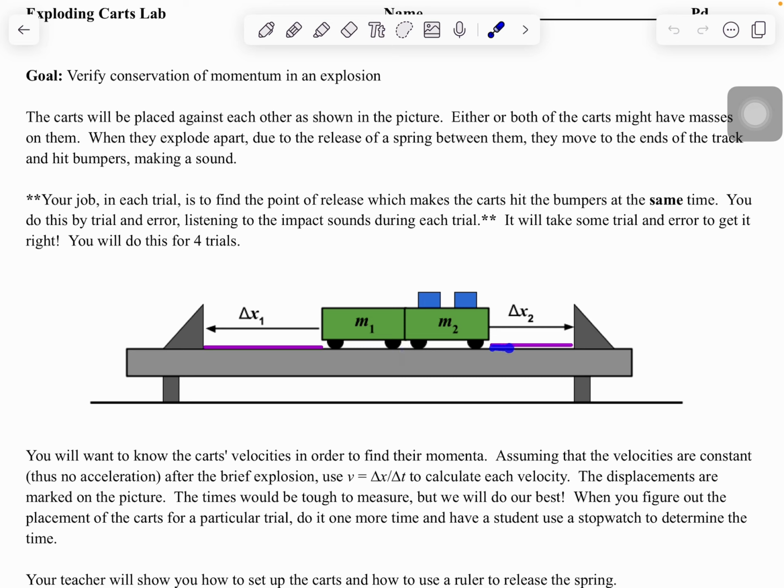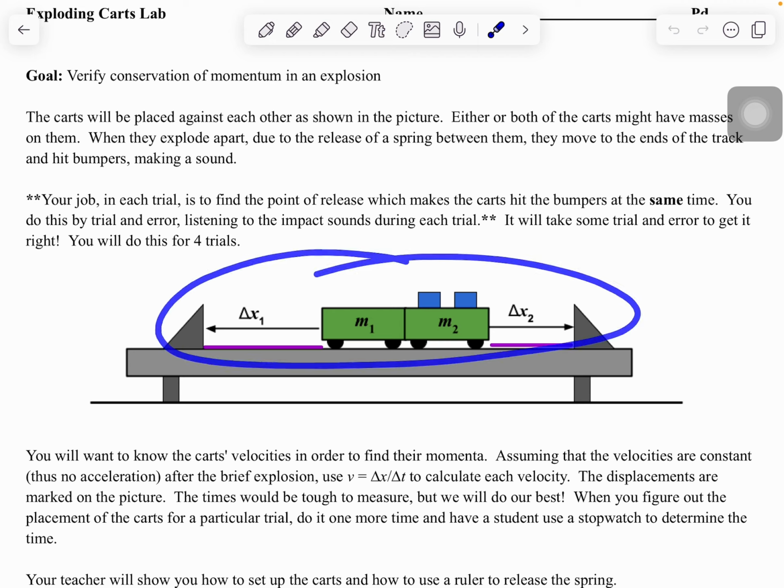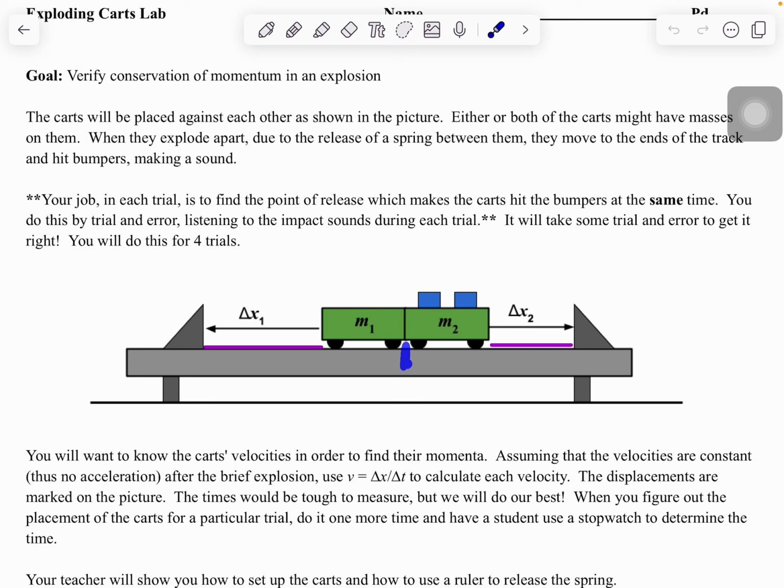You're going to go ahead and measure these two distances, your delta x's, and then you're going to explode them a second time so that you can get the time it takes for them to travel that distance. So each trial, really, you're doing it twice, or maybe 3 or 4 or 5 times. You're getting it to where you can hear when they hit at the same time. And once you get that position set, take your measurements, explode it, calculate the time.